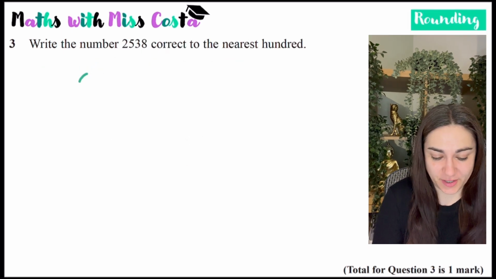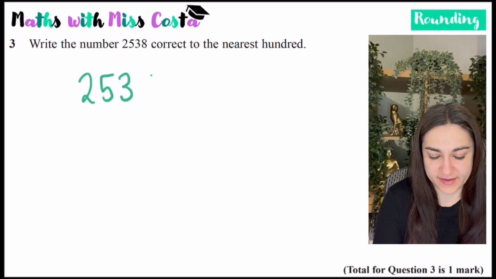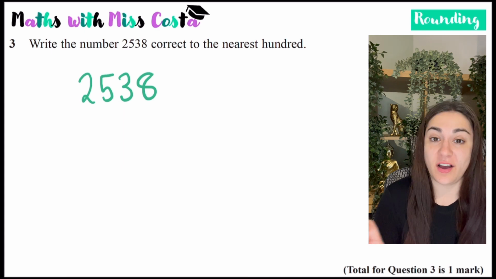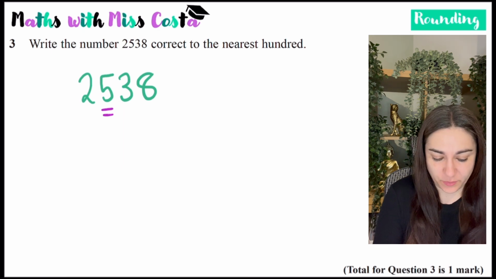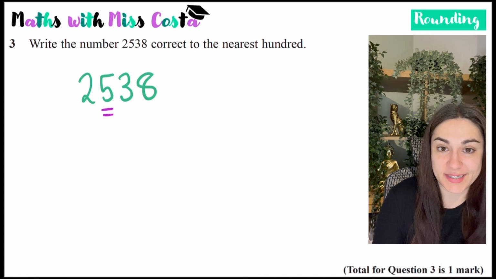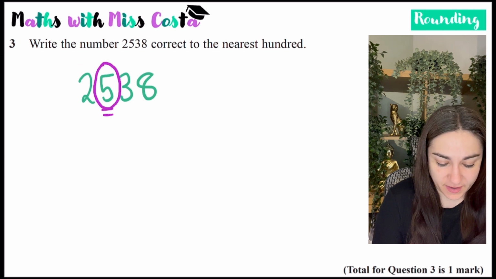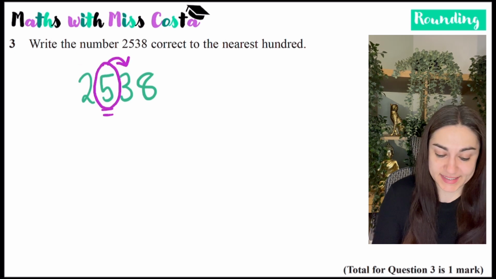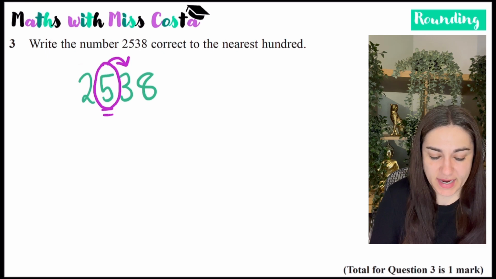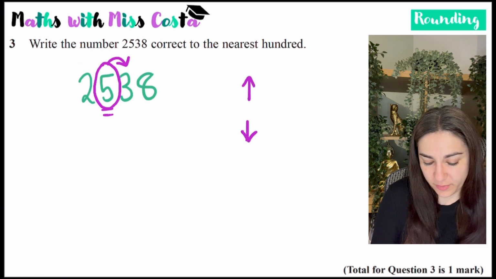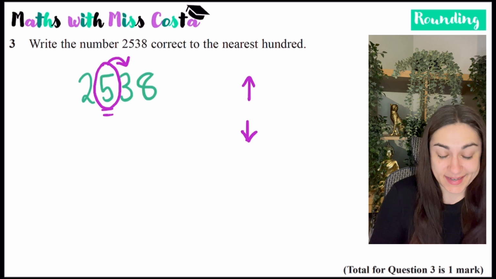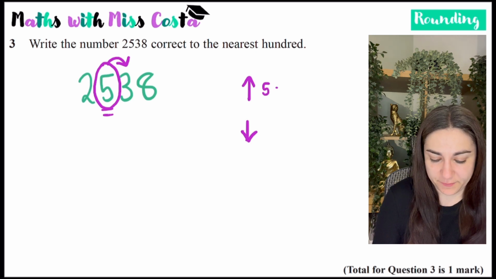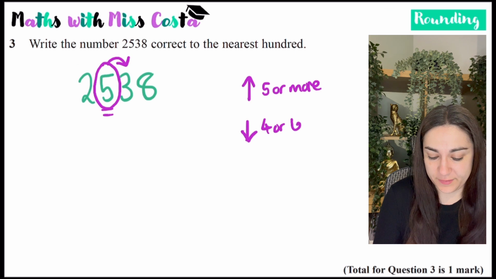In this question, I'm rounding 2,538 correct to the nearest 100. So what that means is I want to look at which digit is in the hundreds column, which is the 5. I'm going to circle it. Look at the digit next door, which is the tens column, and decide whether I'm going to round up or round down. If the digit next to your circled number is 5 or more, then you round your number up. If it's 4 or less, you round it down.